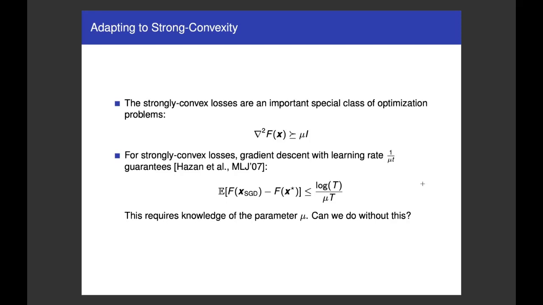And again, with gradient descent, with a different learning rate, you can get a much better convergence rate here. So if your learning rate is 1 on mu t, you can get a convergence rate of log t over mu t. But in order to do this, of course, you require to know the parameter mu. We'd like to not have this.